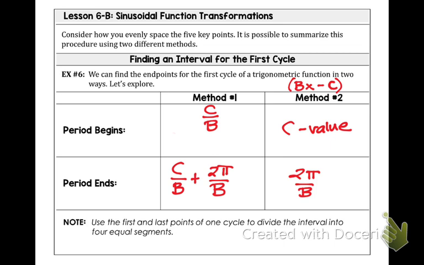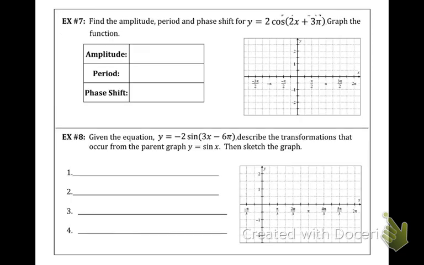Use the first and last points of one cycle to divide the interval into 4 equal segments, kind of like we've been doing already. Me personally, I use method 1. If you want to use method 2, you can use method 2 also.